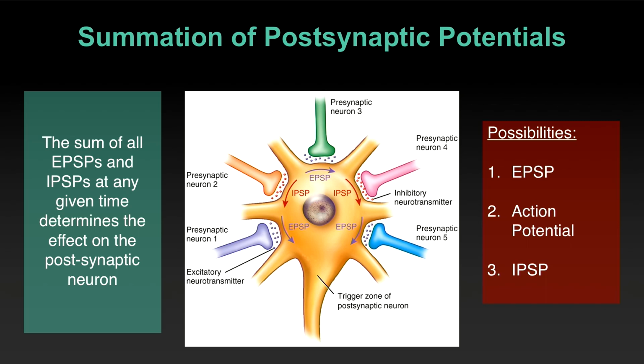3, the net effect is inhibitory. And there's no qualifier of whether we reach threshold or not. If it's inhibitory, it brings it away from threshold. Membrane potential becomes more negative. So there's no qualifier there. Those are the 3 things that can happen.